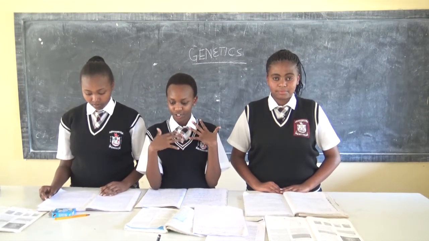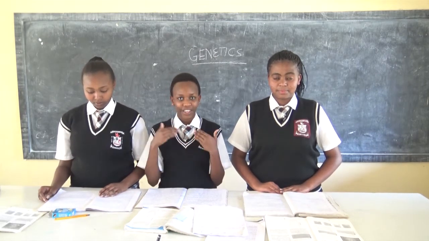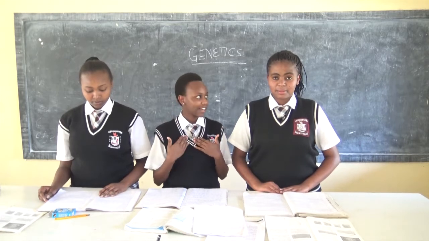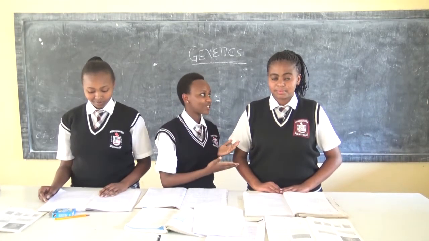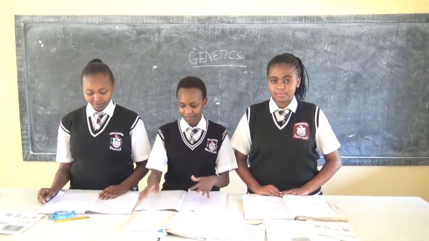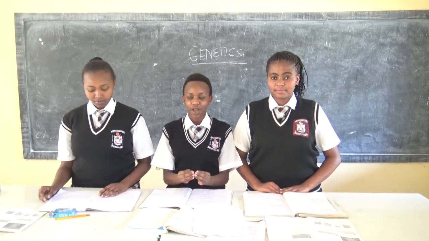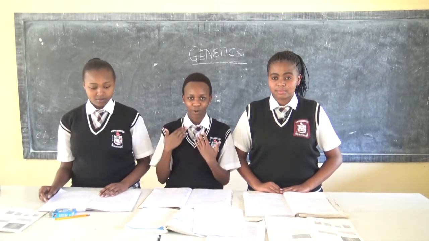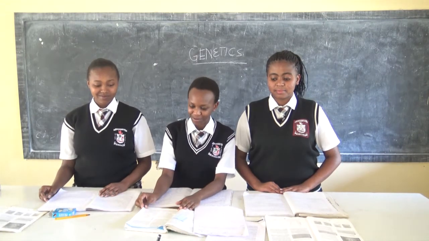Continuous variation occurs when there is a range of differences in characteristics from one individual to another. We can have heights, for example, myself and my friend here. I am short and she is tall. Now this gives a difference in range. We also have colors, where we can have one who is black and one who is brown. Unfortunately, between us there's none who is black, but I'm sure you can see that difference.